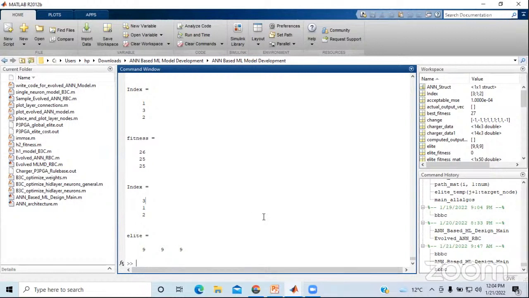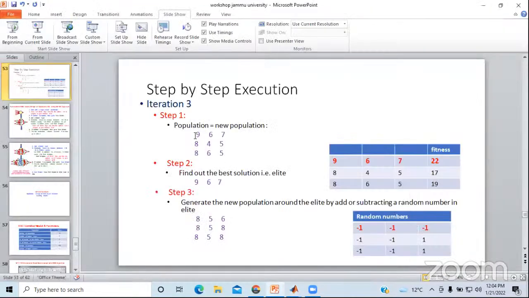Like in the first layer, I can have 5 neurons. In the second layer, I can have 7 neurons. Like here the population is given. You can say that in the first layer I can have 9 neurons, in the second layer 3 neurons, and in the third layer 2 neurons. Then evaluate the fitness of each candidate solution, and for the candidate solution which is fit, generate the population around that candidate solution. In this way, you can implement the Big Bang, Big Crunch algorithm.